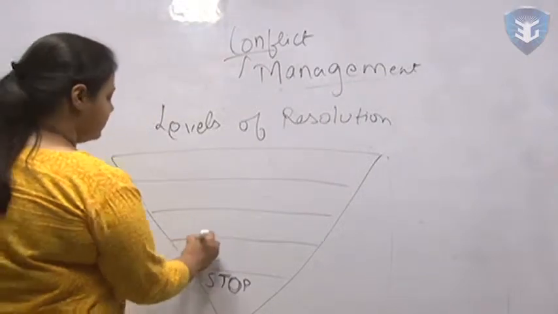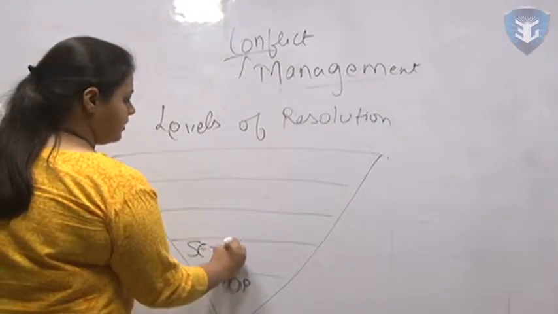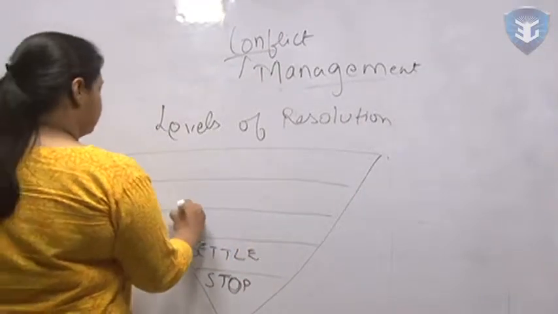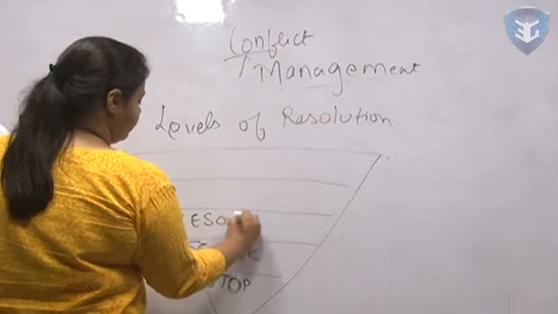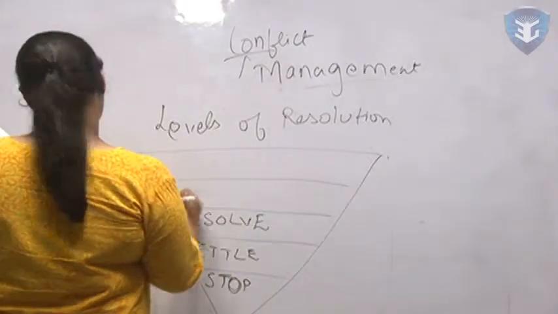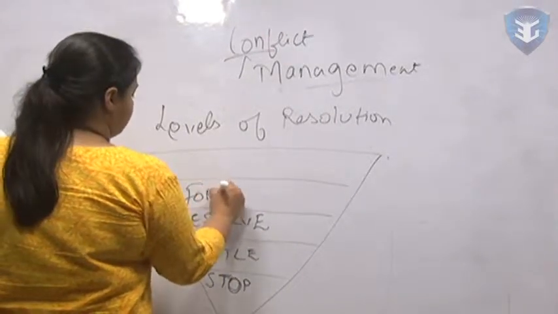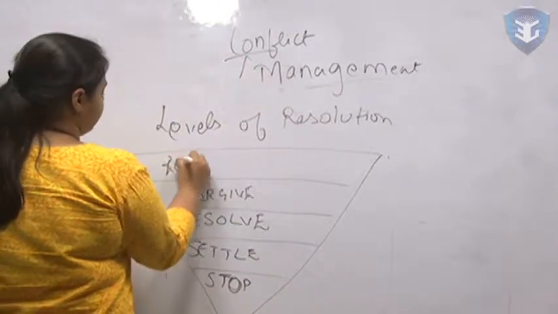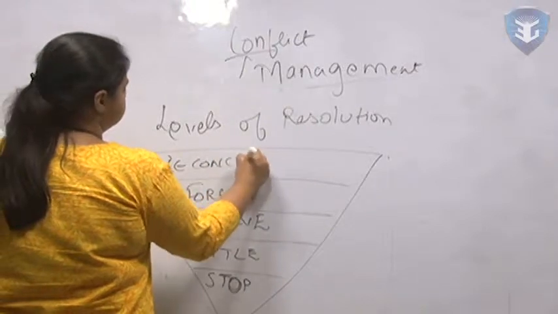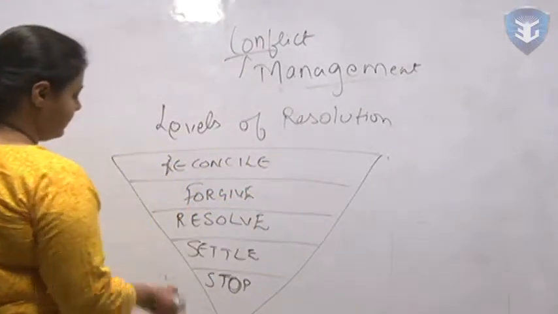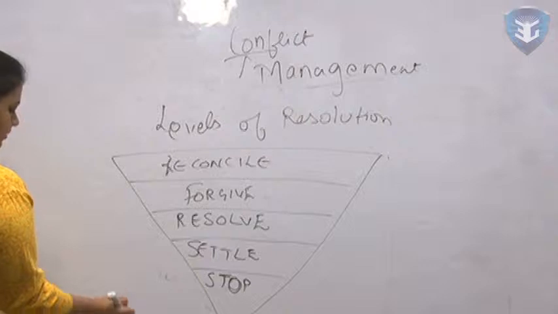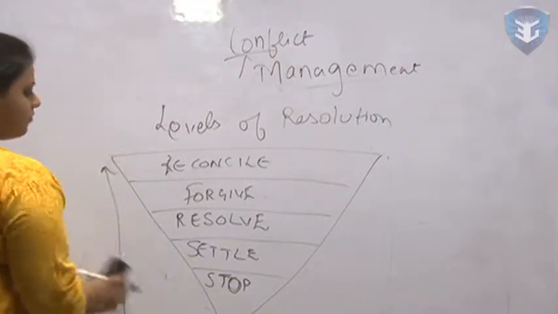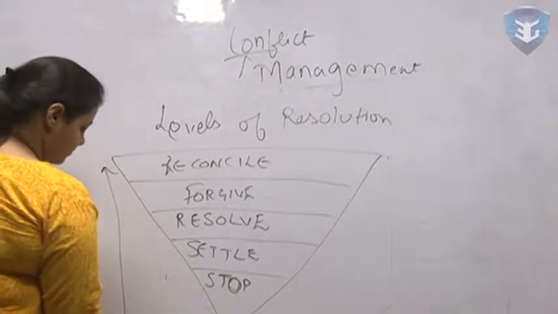The second is to settle it down. In this, the two parties talk to each other and settle the conflict. Third is resolve. Then is forgive. And lastly, reconcile. So these are the levels from down to up in which a resolution can be made for the conflicts existing in an organization.